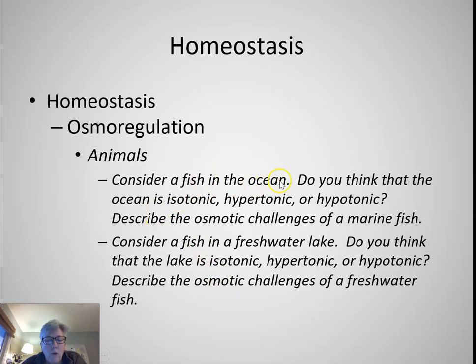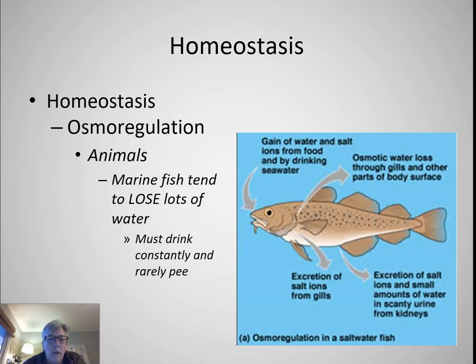If you have a fish in the ocean, if we assume that's a high salt environment, we will consider that ocean to be hypertonic with respect to the fish. The fish is going to have certain characteristics. If you have a fish in a lake, we'll assume the lake is hypotonic with respect to the fish.